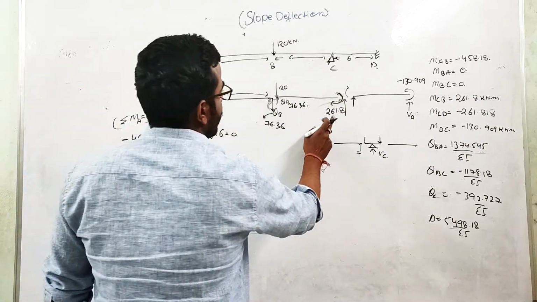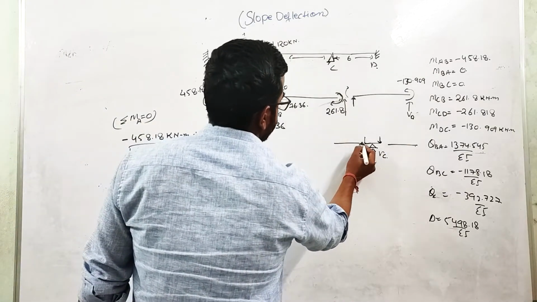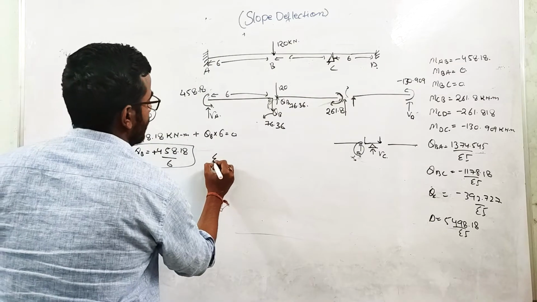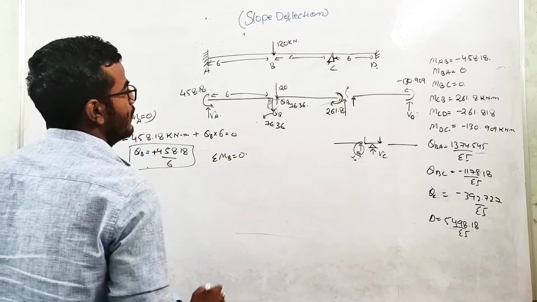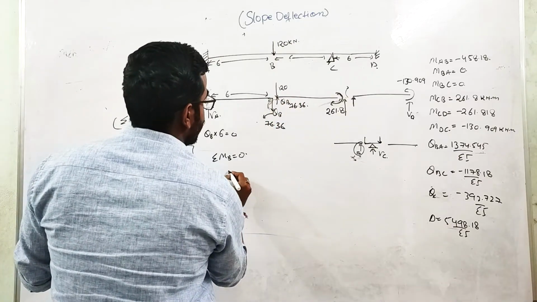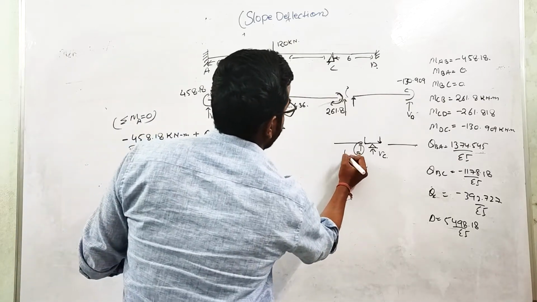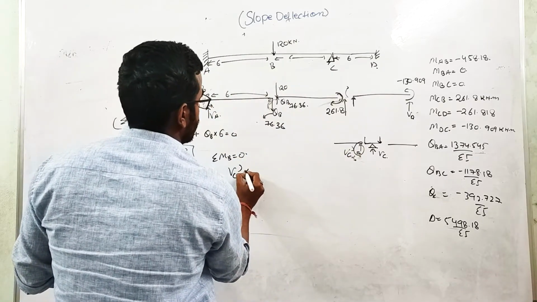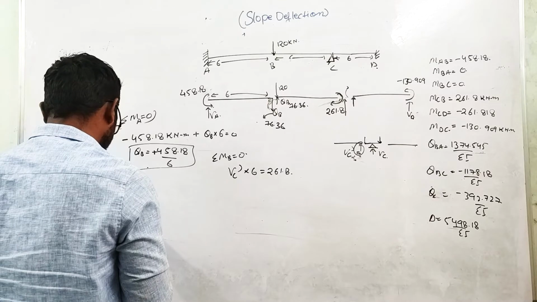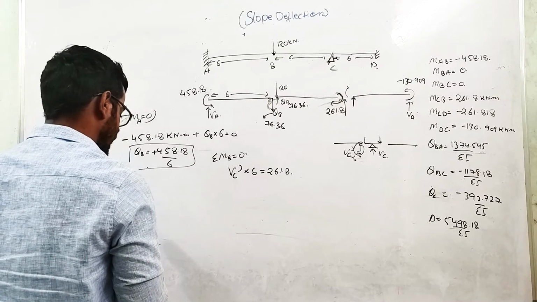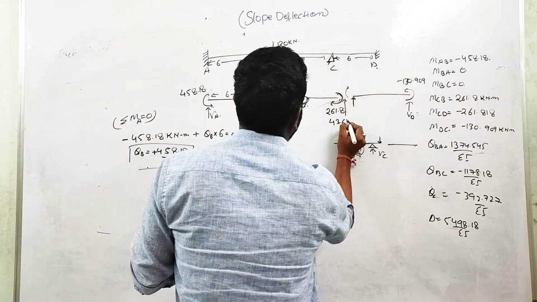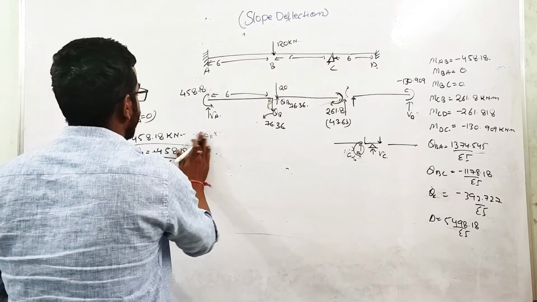Now, if we want to find this reaction, I can take summation MB equals 0 for this part. Due to these forces, it will be 0. So I can write, let us put it as VC dash: VC dash into 6 equals 261.8. So 261.8 divided by 6 will give you the value 43.63. So this is the value you will be getting.